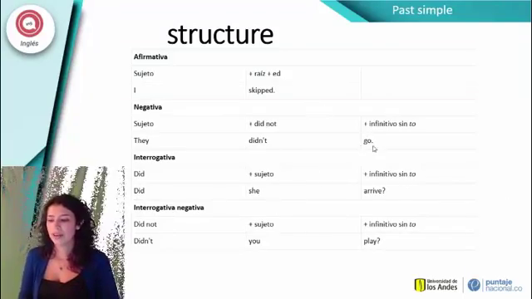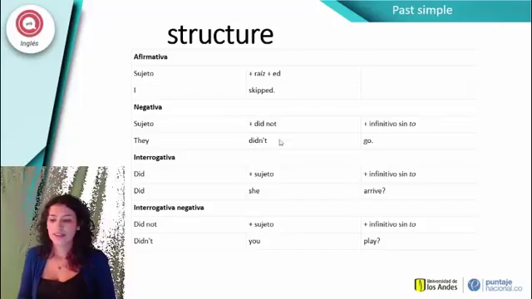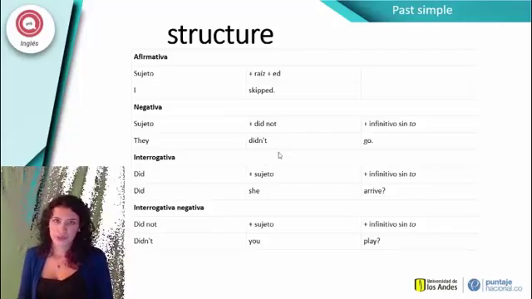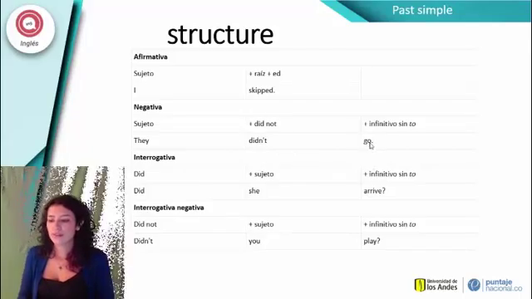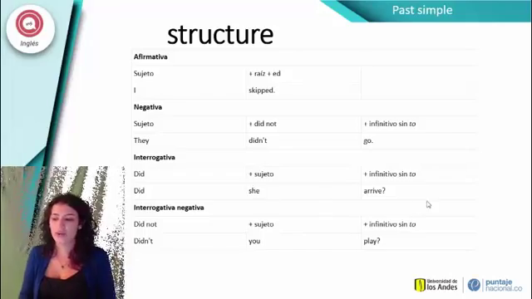So remember that in the sentences where we have to use the auxiliary, the time is presented in the auxiliary. So you know that the present simple with the auxiliary is do, and in the past is did, okay? So we don't have to put the verb in past. When we use the auxiliary, it is the one that has the responsibility to show the past. So they didn't go, interrogative, did she arrive?